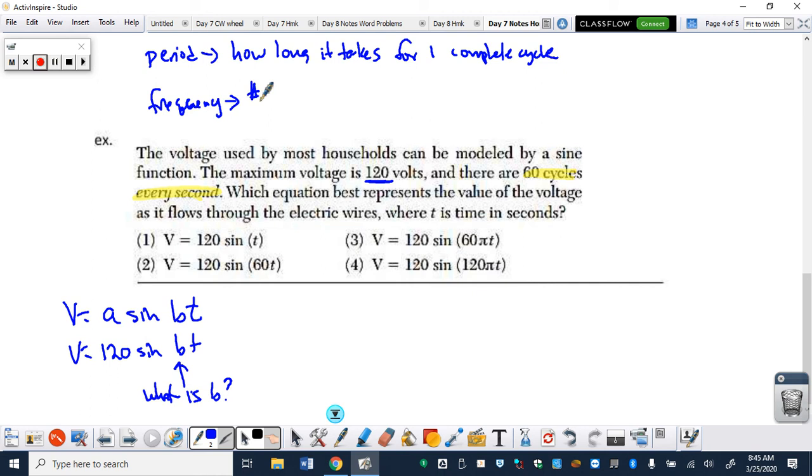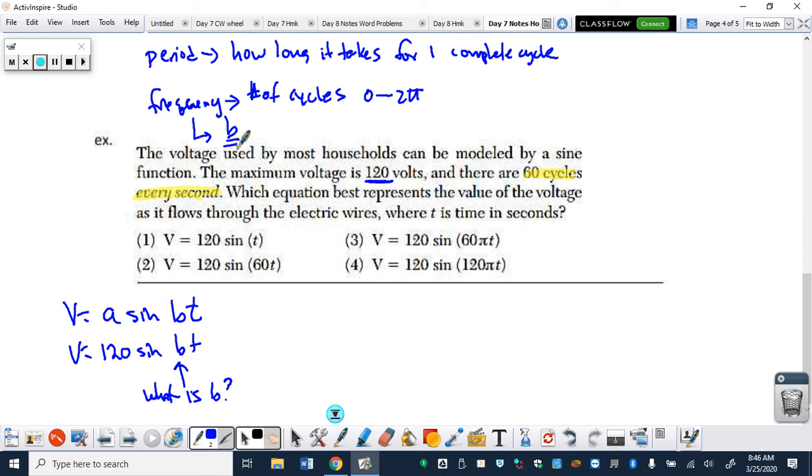Frequency is the number of cycles that exist from 0 to 2 pi, from any 360-degree interval. And that's the B value. That is the B value that we need in order to be able to find the equation. We don't have that. All we know is there's 60 cycles every second.